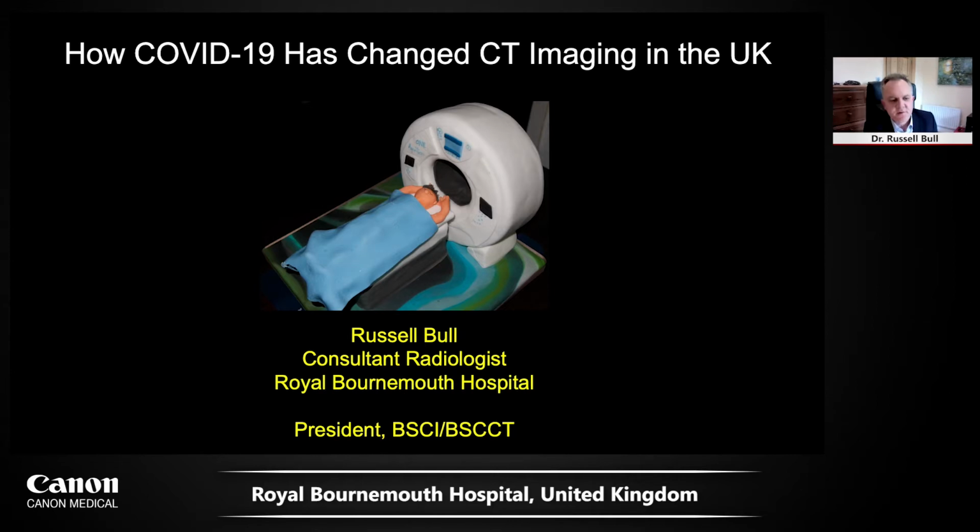Yes, thank you very much for that kind introduction. I'm going to talk about the experience we've had in the UK of COVID-19. I'm a consultant radiologist at the Royal Bournemouth Hospital in the UK, and I'm also a cardiac radiologist. I'm also currently the president of the British Society of Cardiac Imaging, which is the cardiac CT organisation in the UK that covers both radiologists and cardiologists.